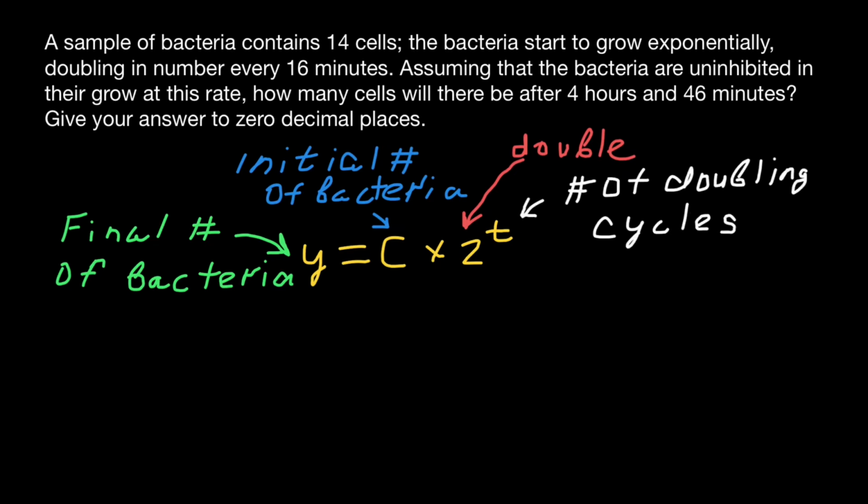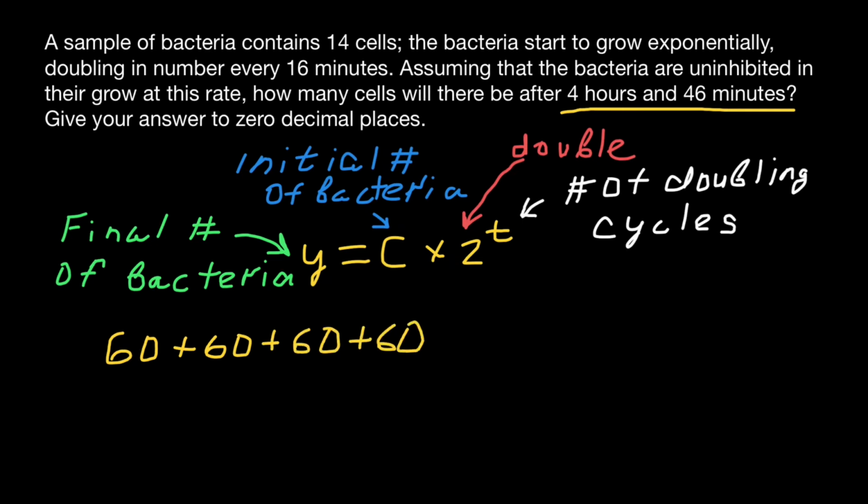Our first step would be to convert hours and minutes into minutes. So 4 hours and 46 minutes is going to be 60 plus 60 plus 60 plus 60, so 4 hours, plus 46 minutes. And we are going to get 286 minutes.